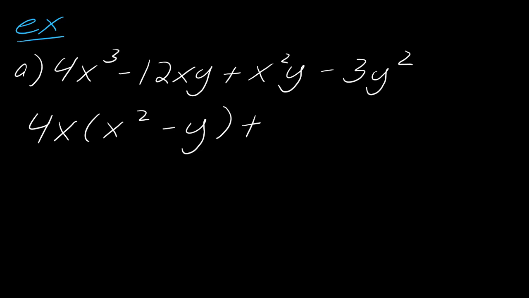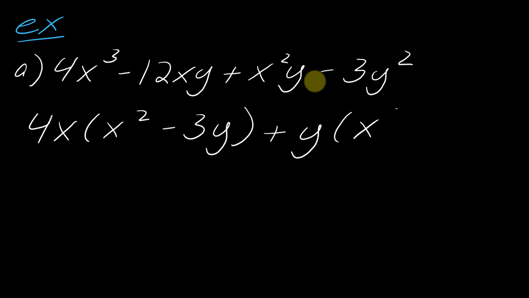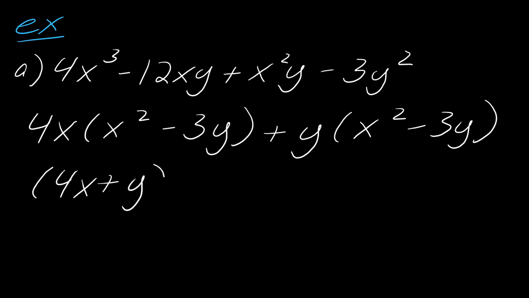And then in the second two terms, so let's see, what did these have? Oops, I'm sorry, I made a mistake there. This is 3y, my bad. And then for the second two terms, looks like they have a y in common, so this will be x squared minus 3y when I factor out that y. And now I've got the same thing here, so I can go ahead and finish this. So this will become 4x plus y, x squared minus 3y, bada bing, bada boom, we're good.